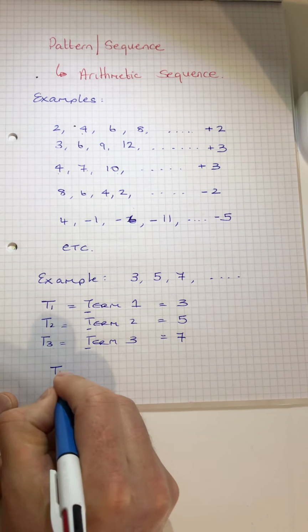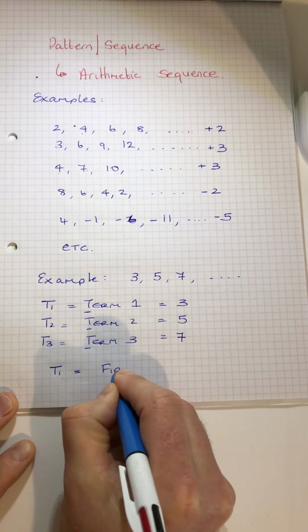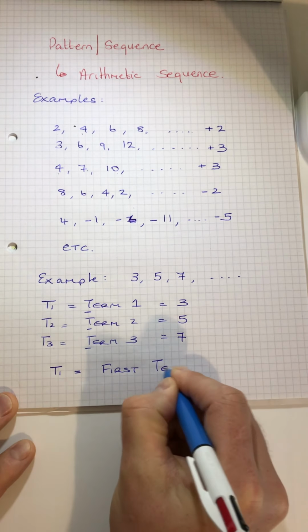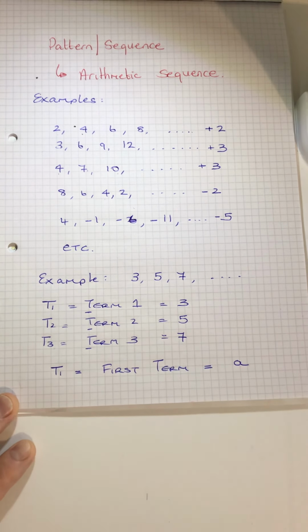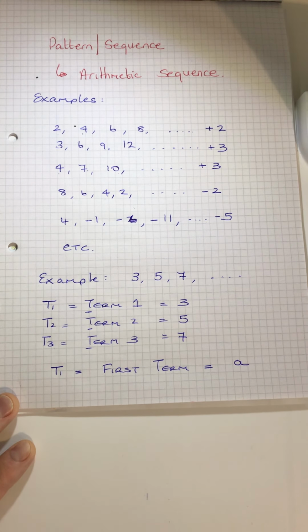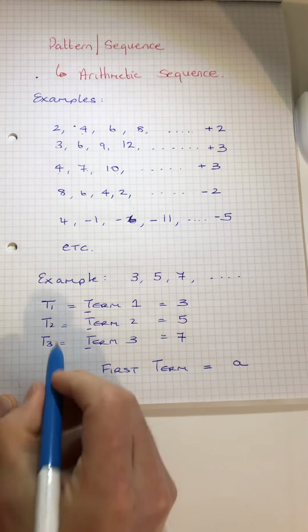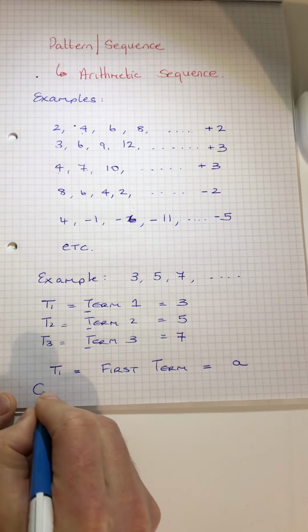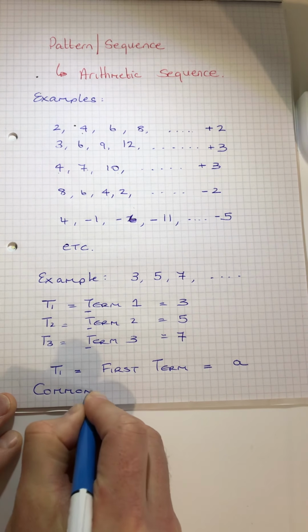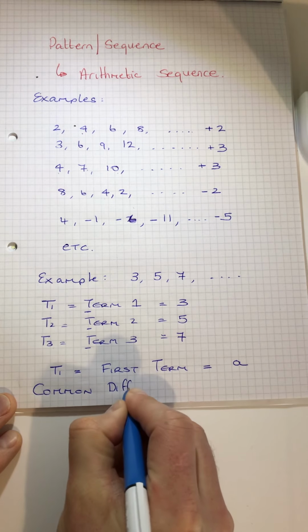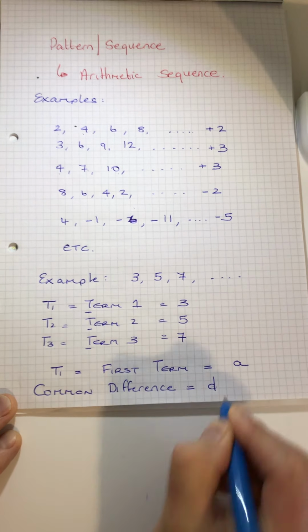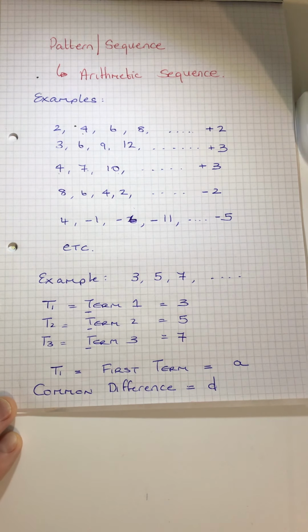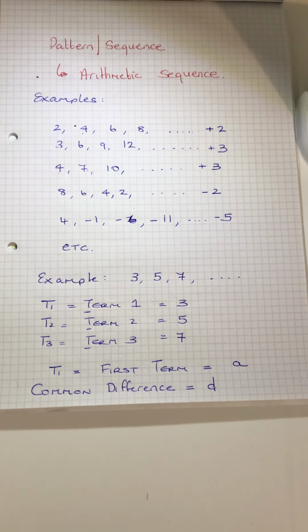Okay, so what we do then is we call T1 equal the first term, because it's term 1, and we call it the letter A. Okay, and then every time we look for the common difference, we call it D for difference. So they're the 2 letters we're going to see pretty often.